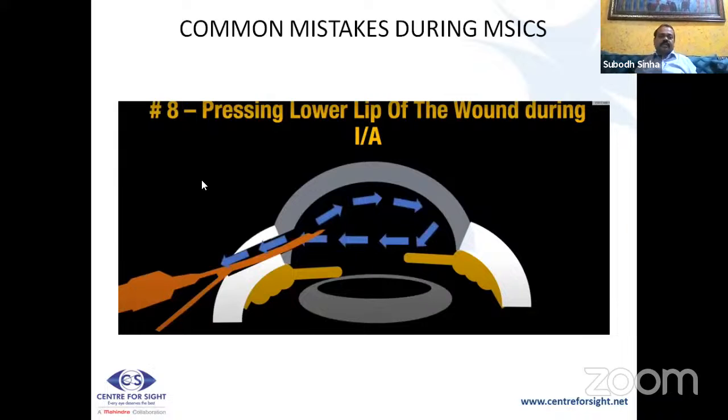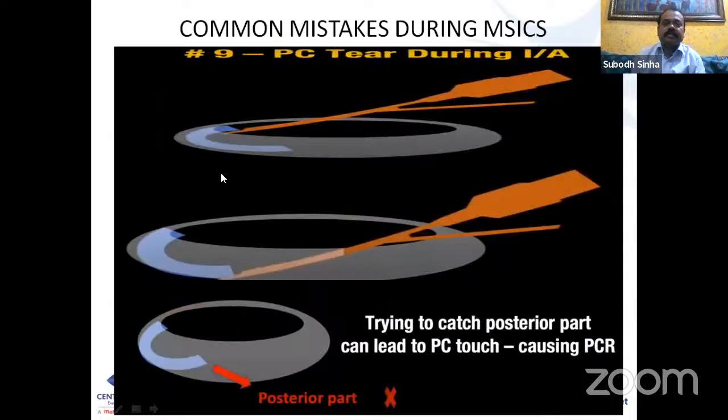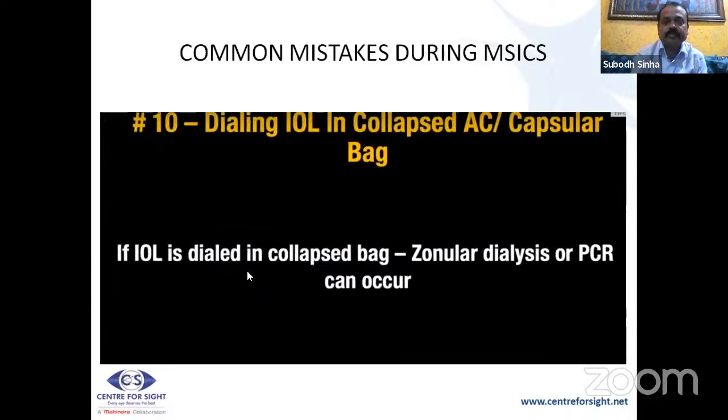So another thing is cortex aspiration. Always be careful not to press the posterior lip while doing IA, and at the same time be careful that you don't hold the cortex at the posterior edge. You try to hold it from here and then take it out like this. Don't go near the posterior capsule, that may lead to rupture of the posterior capsule.